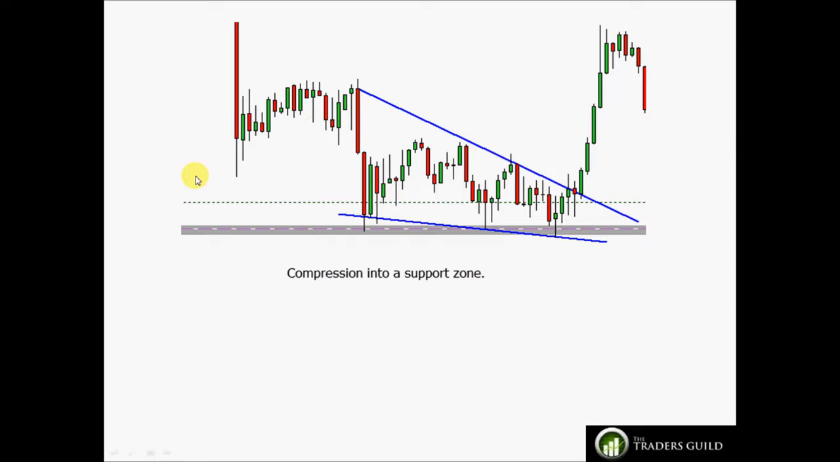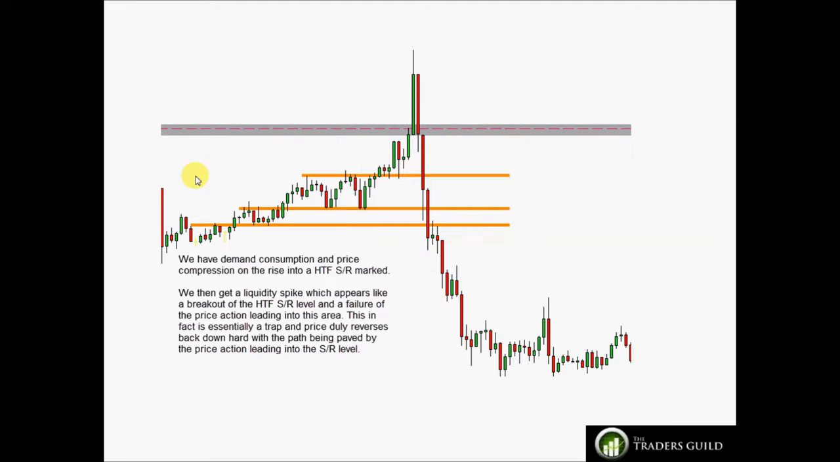So we've talked about price rejection, we've talked about demand and supply consumption, we've talked about compression. The last thing I'm going to talk about in this video is liquidity spikes. I'm only going to briefly go over this because I'm going to talk about it in a lot more detail in one of my future videos. Liquidity spikes are short, sharp moves preceding a reversal. They can essentially be a stop loss hunt and can trap novice traders into following the direction of the move and getting trapped when the reversal comes.